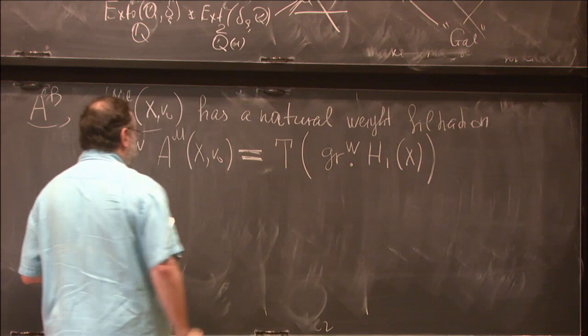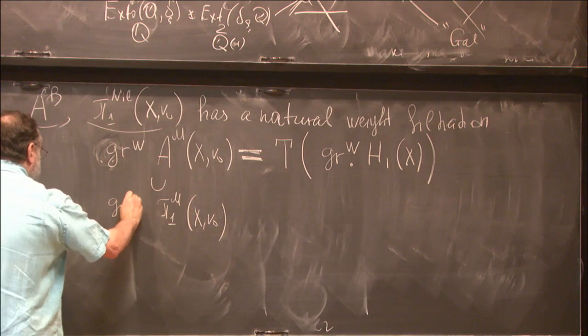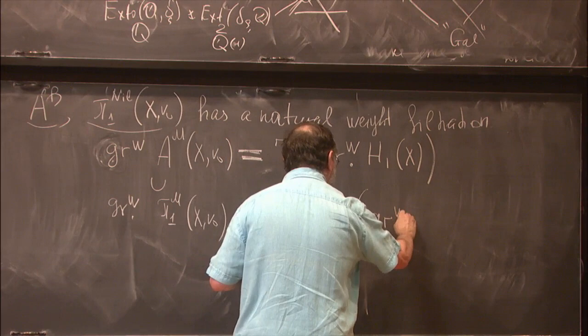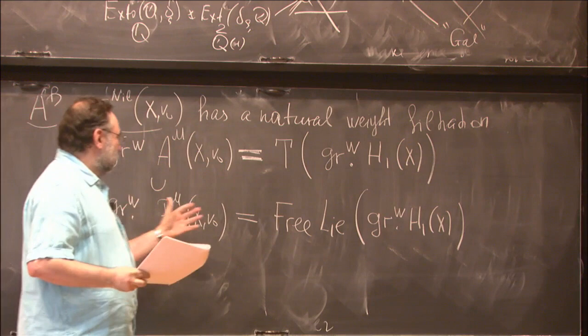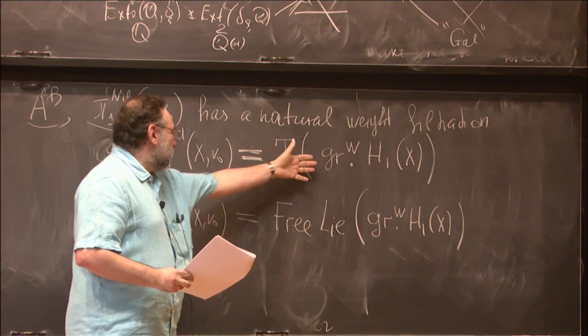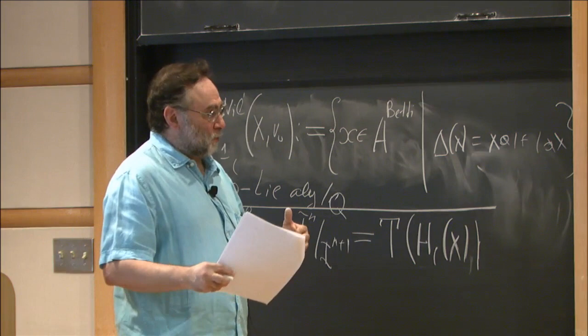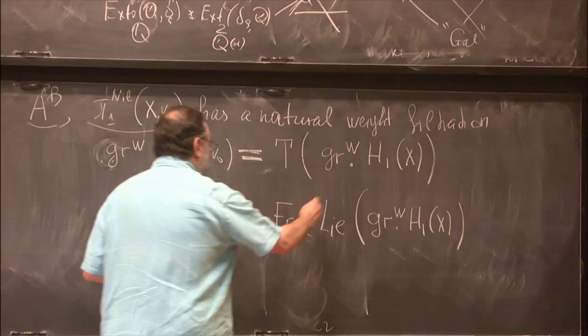Now here there is a subspace, which is this pi 1 m. You can put nil instead of m. And so you can take GR W, and this is freely generated by the same thing, GR W H1 of X. Again, topologically it is at least clear that they have the same size, because topologically this tensor algebra and this tensor algebra look the same. But if you put the weight filtration into the game and take the associated graded quotient with respect to the weight filtration, then the isomorphism becomes really canonical. That's why we're talking about this.